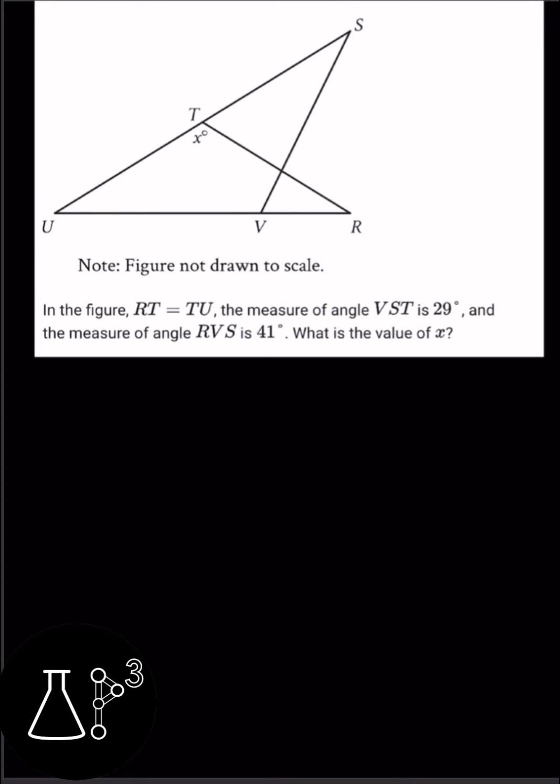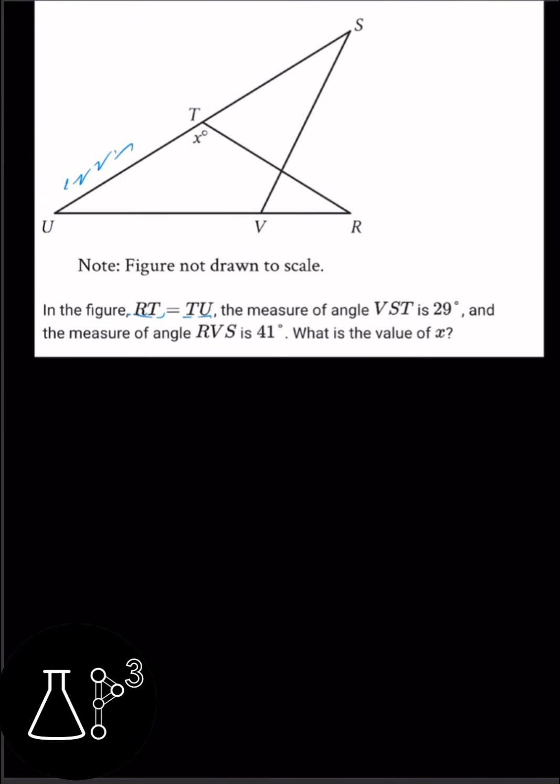Okay, let's look at this question. In the figure, RT equals TU with the measure of angle VST is 29 and the measure of angle RVS is 41. What is the value of X? So with the information given, I'm given that RT equals TU.